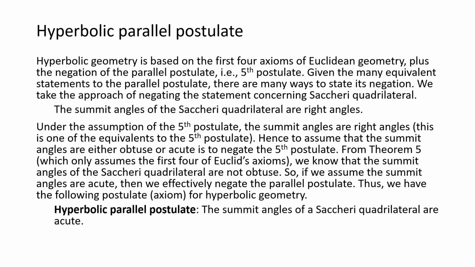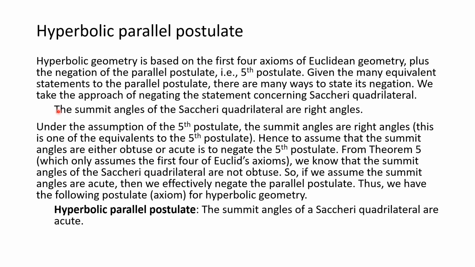As I noted on the previous slide, hyperbolic geometry is based on the first four axioms of Euclid's geometry, the postulates we can prove from the first four axioms, plus the negation of the parallel postulate, i.e. the fifth postulate of Euclid. So we have many choices to negate the fifth postulate. As you recall from a previous lesson, we had several pages worth of equivalence. The one we're going to select is the equivalence statement listed here.